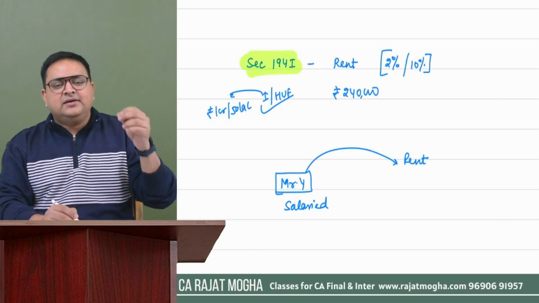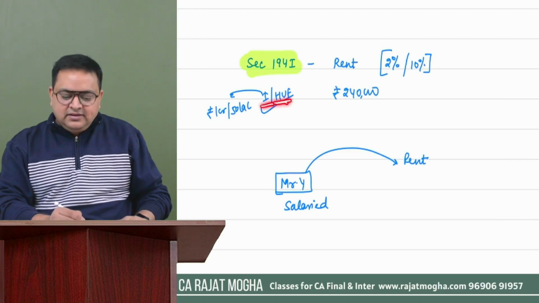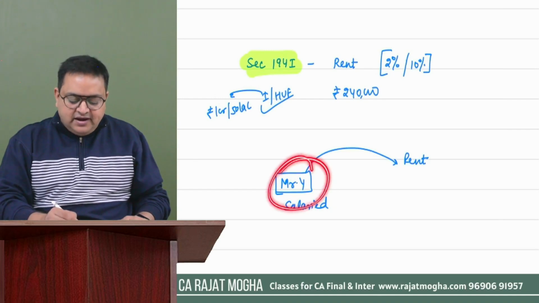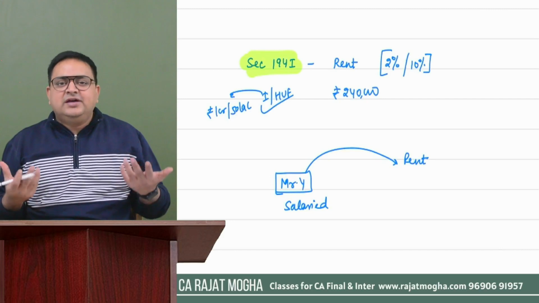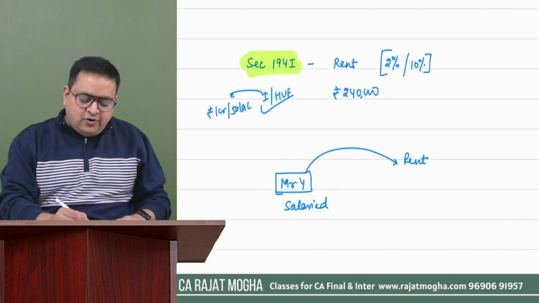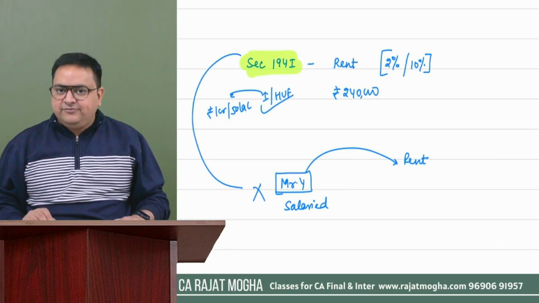If a partnership firm is paying rent, they can come over here. But if an individual or HUF is paying rent, their turnover of the last year will be seen. But here, Mr. Y, sir, is not doing any business or any profession. So there would be no turnover in that case. So Mr. Y does not fall under section 194I. Mr. Y cannot fall under section 194I.